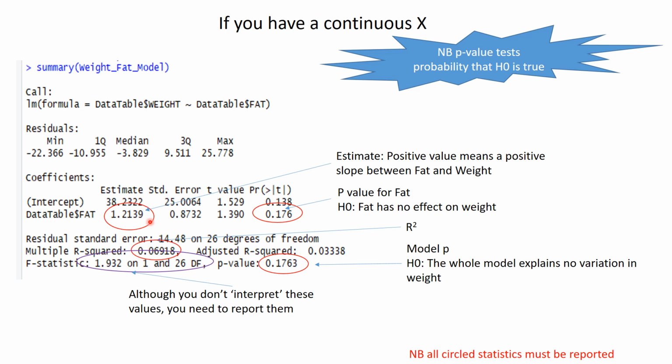So in this case, if we were to interpret our results, we would say that fat has no effect on weight. Even though we have a positive slope here, that slope is not significant. So our interpretation is that fat has no effect on weight.